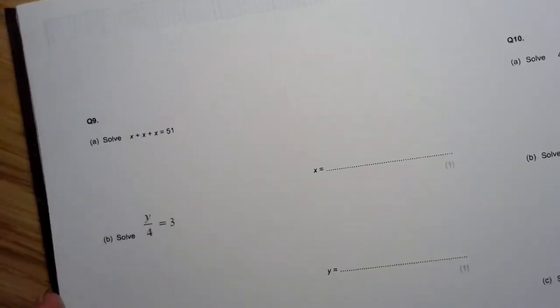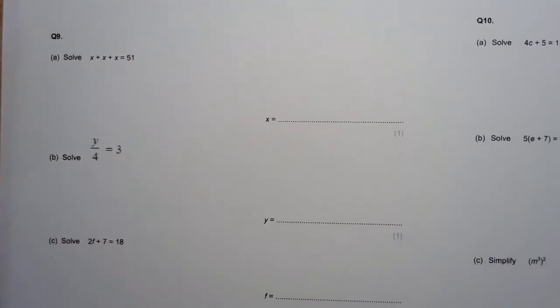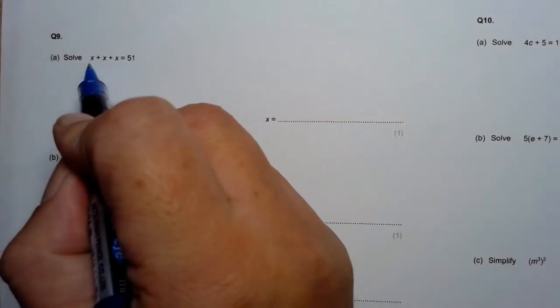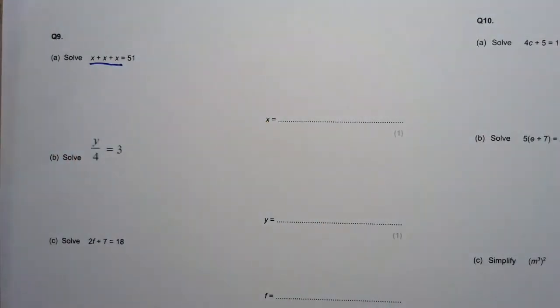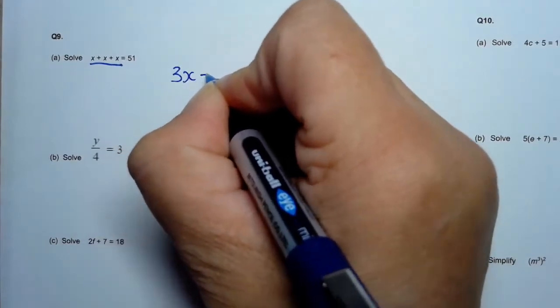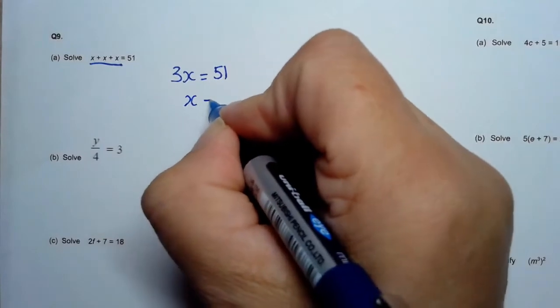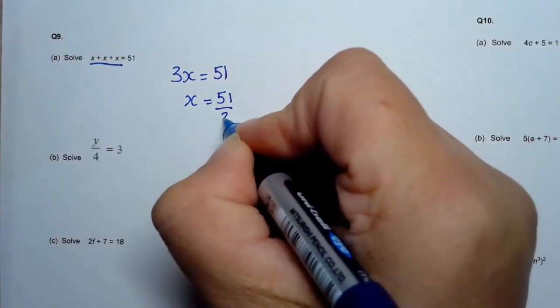Okay, we're on to question 9. So question 9 tells us to solve this. We can't solve it until we've collected these terms here. So these terms are going to become, well, there's 3 of them, so we're going to have 3x equals 51. That means that x is going to be 51 divided by 3.